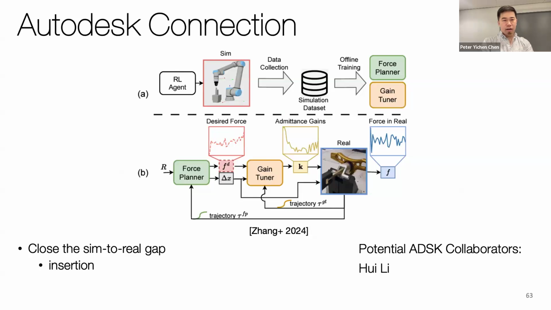For example, in this insertion context, like you have this robot, you try to insert into these holes, right? So this is a very, very delicate task. So having a better simulation model, if we can close this sim-to-real gap, that would be really, really nice. All right. Questions, comments on this second part?